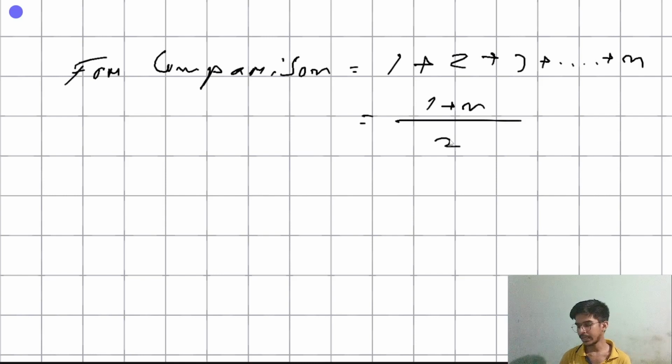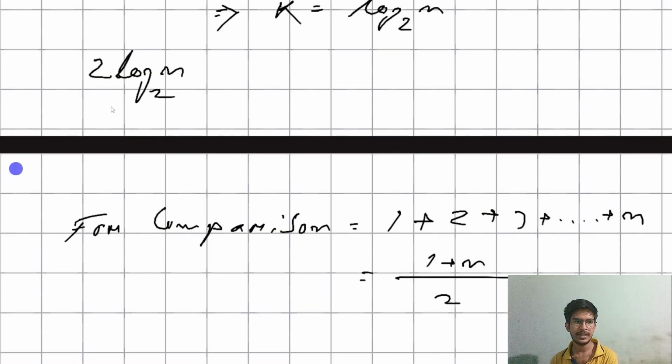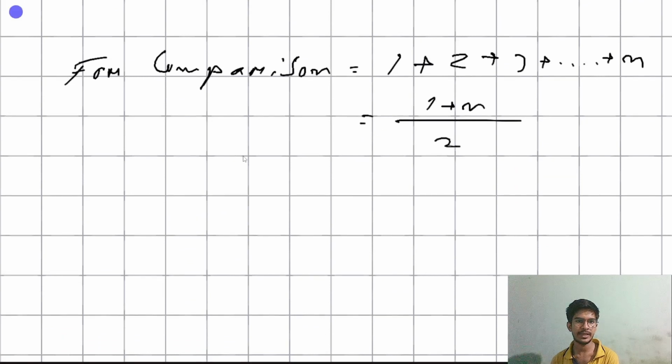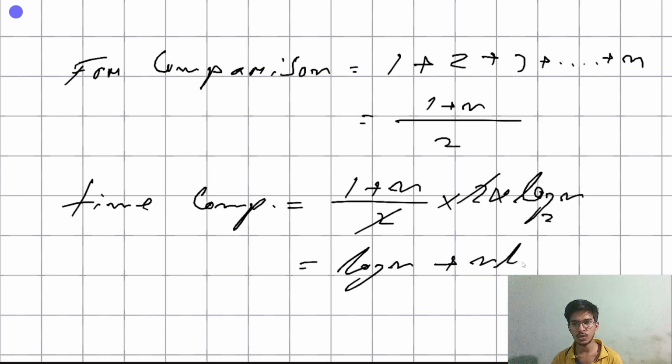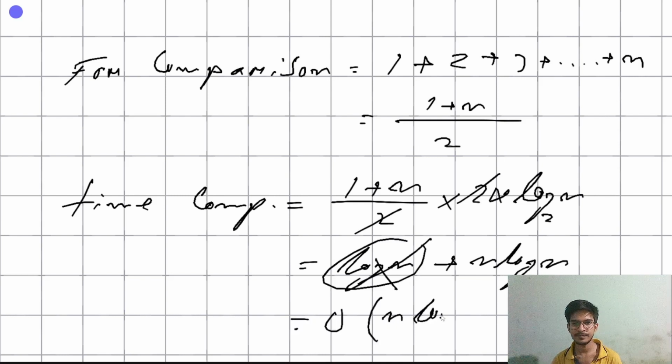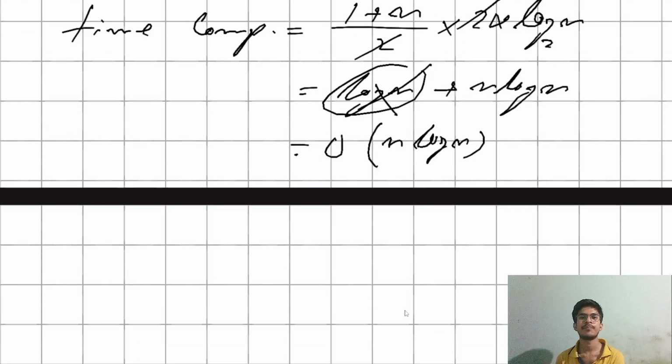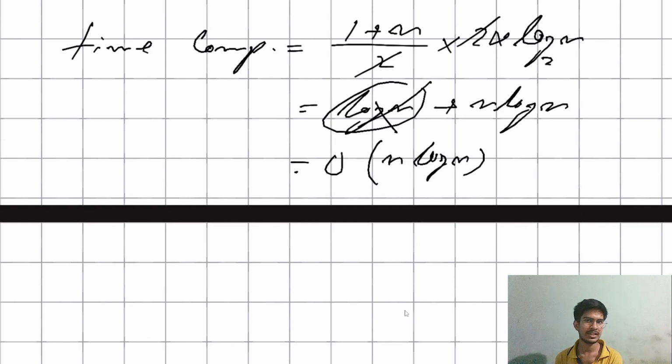Now the time complexity: if we multiply this by this 2 log of n, what will it become? Time complexity will become (1 plus n) divided by 2, into 2 log of n. So the 2 will be cancelled out, and it will become log of n plus n log of n. The dominating term remains, and it will become big O of n log n. So the time complexity will be big O of n log n in case of merge sort.